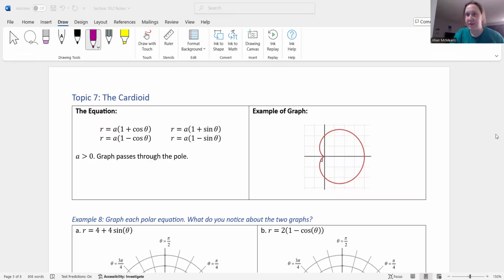Okay, topic 7, the cardioid. You've already seen a cardioid in the previous video. We did a graph of a cardioid using the calculator. So what we want to do here is just highlight and feature the equations that you could see.